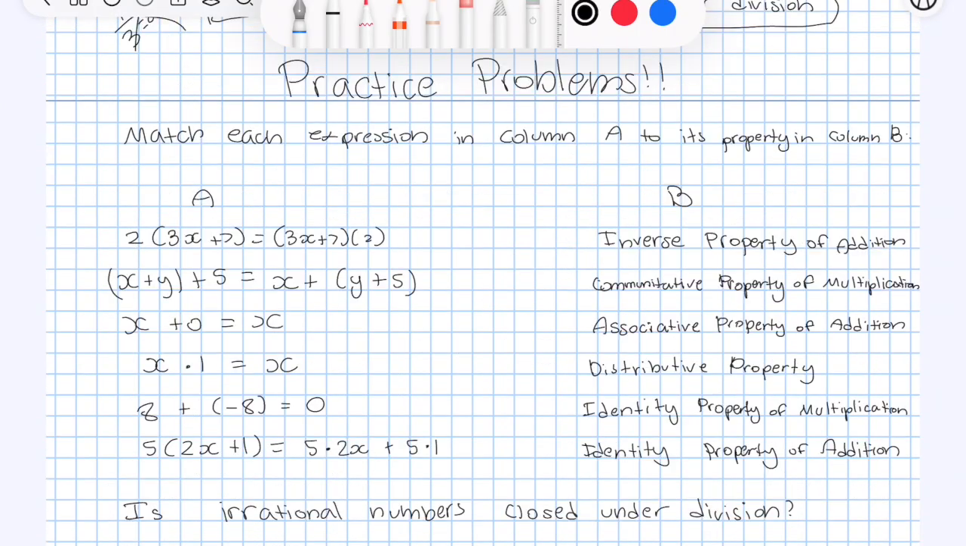Practice problem time. Match each expression in column A to its property in column B. Feel free to pause the video and figure it out on your own.